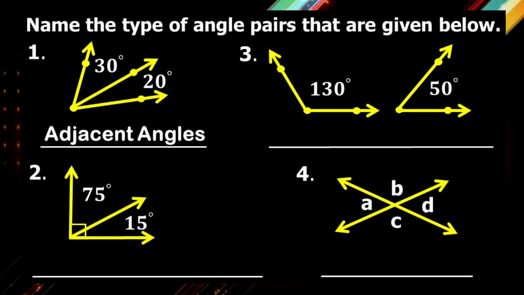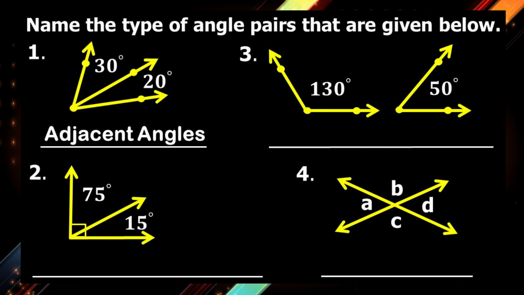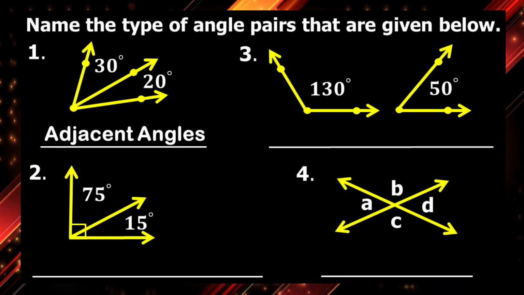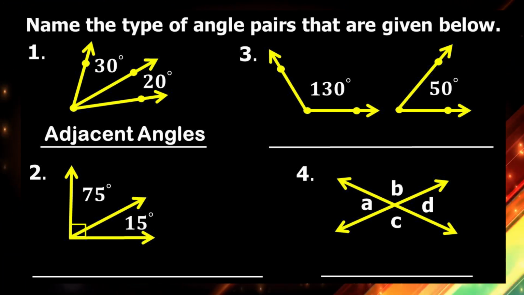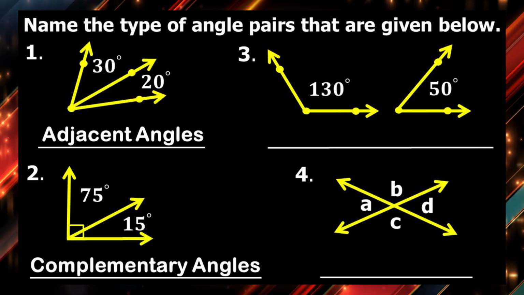Number 2. A pair of angles where the first angle measures 75 degrees and beside it measures 15 degrees. What is your answer? Very good! The answer is complementary angles.